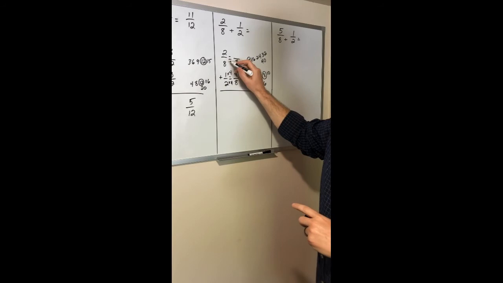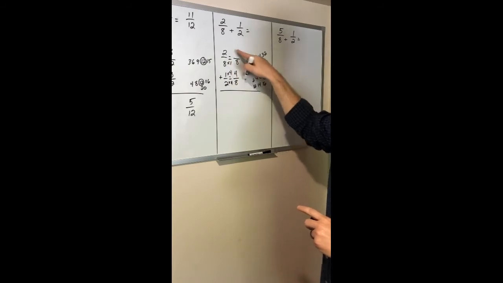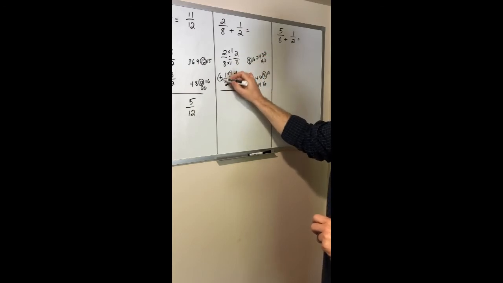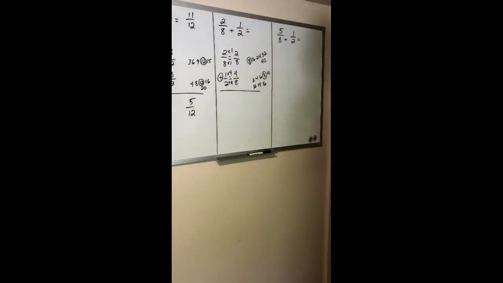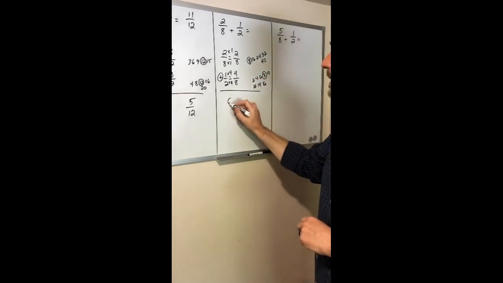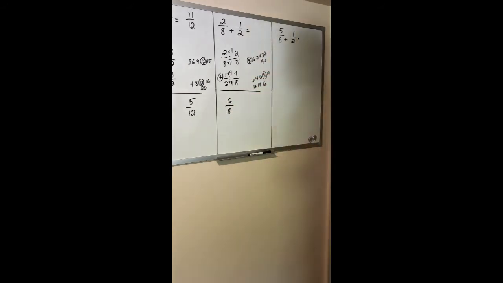Let's do 2/8. 8 times 1 is 8. If I do it to the bottom, I have to do it to the top. 2 times 1 is 2. Remember, this problem is asking me to add. So 2/8 plus 4/8 is 6/8. And that answer is correct, except we have to simplify that answer.